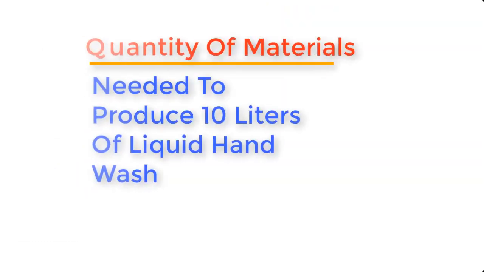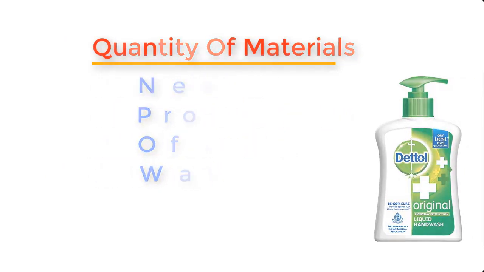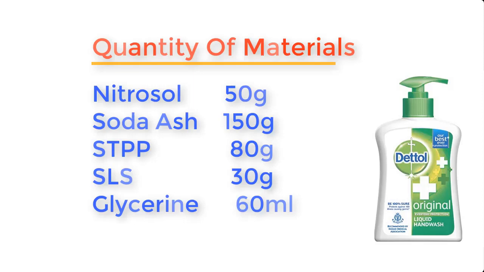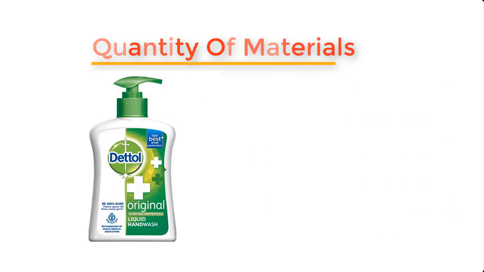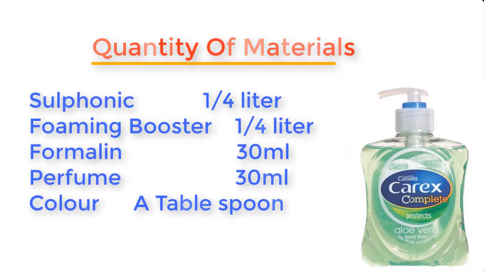Now let's establish the quantity of materials needed to produce 10 liters of liquid hand wash. Nitrosol 50 gram, soda ash 150 gram, STPP 80 gram, SLS 30 gram, glycerin 60 ml, sulfonic 1/4 liter, foaming booster 1/4 liter, formalin 30 ml, perfume 30 ml, and color a tablespoon.